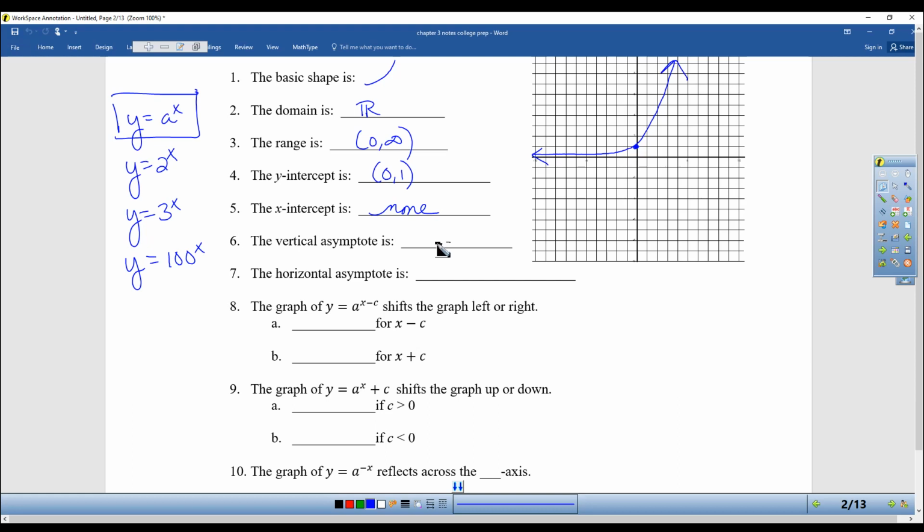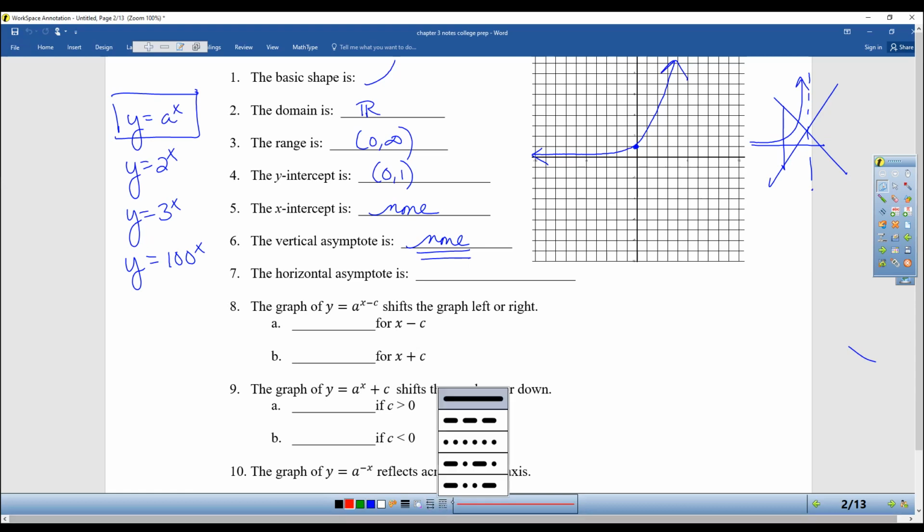It does not have a vertical asymptote. Sometimes people draw it really steep, and it looks like it has a vertical asymptote. It does not. None. But there is a horizontal asymptote. So right along the x-axis, it's going to follow that line, but not actually touch it.